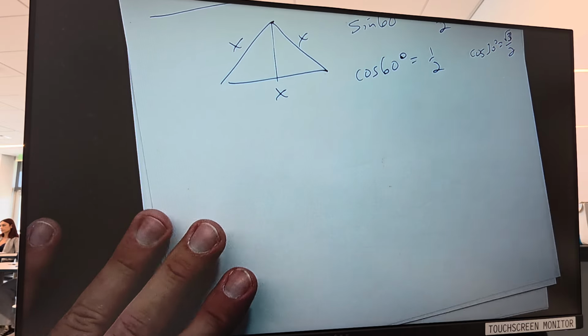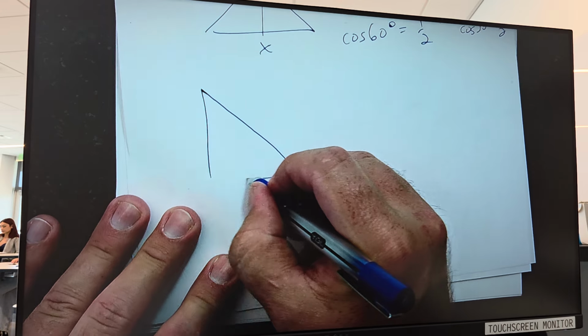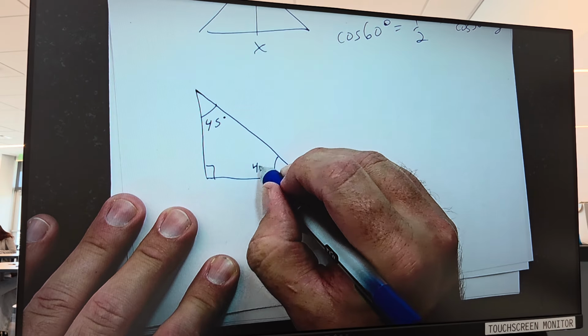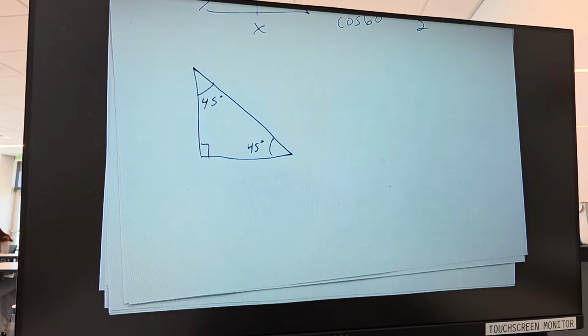So now what I want to do for today, in a little bit of time, is look at a 45, 45, 90 triangle. If both of those angles are 45 degrees, what must be true about the sides across from them? They have to be the same length. In fact, does anyone know what kind of triangle this is? Yes, isosceles.